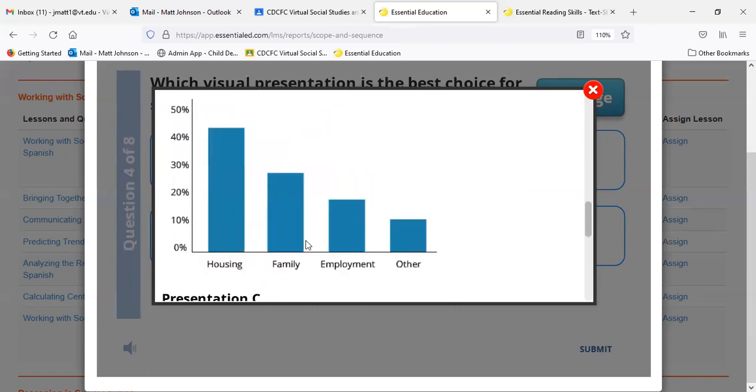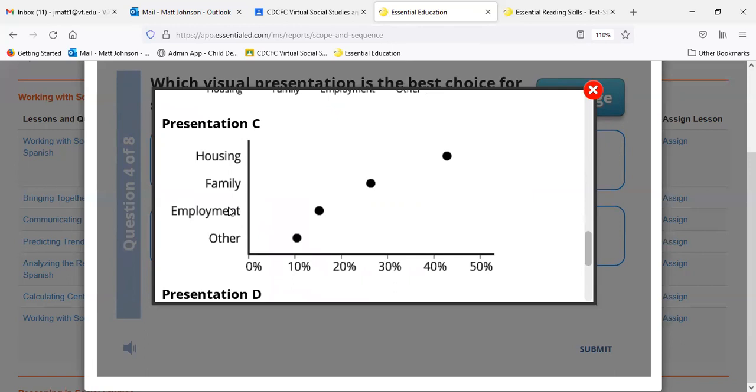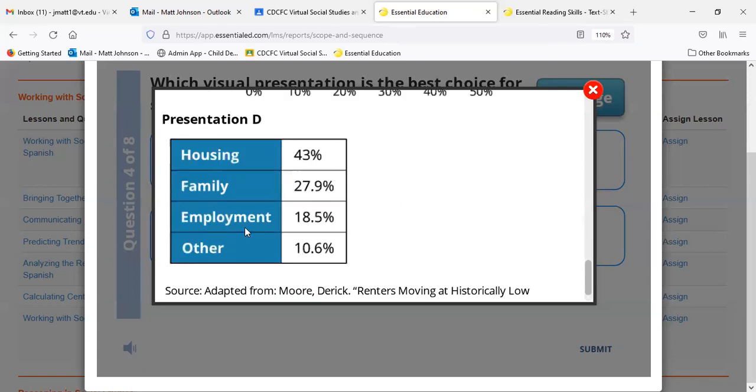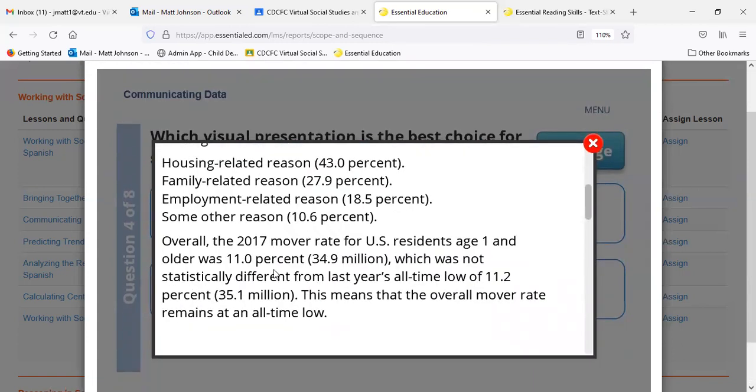Presentation B, bar graph, right? So housing, 43%, family, somewhere under 30, employment, somewhere under 20, other, somewhere around 10. Sort of like a plotted graph. Again, we see the information there. And then finally, just a table, right? So housing, family. So this is basically just restating it in the form that it was up here, right? That's just drawing lines around that information, basically.